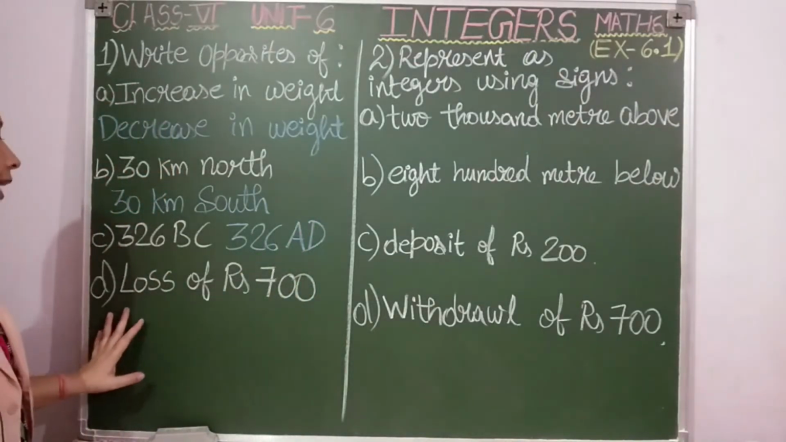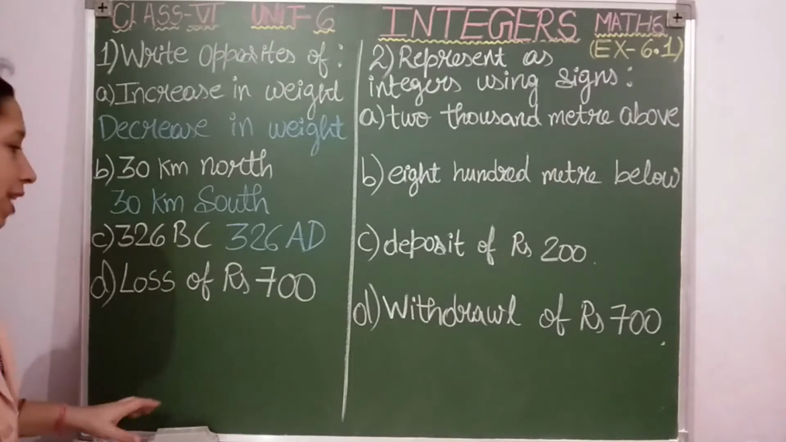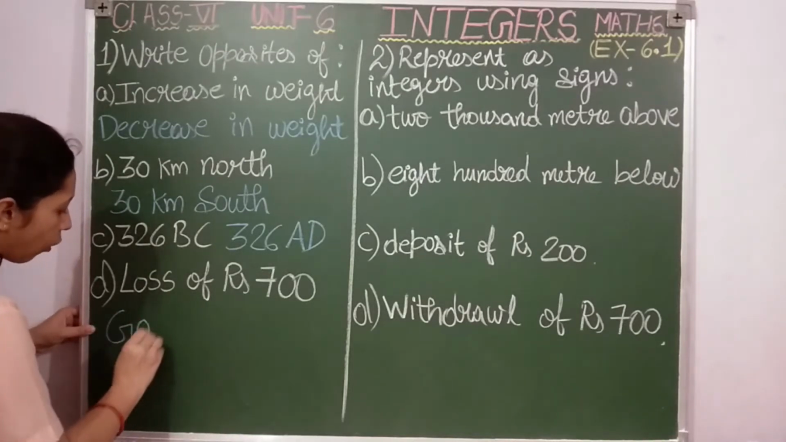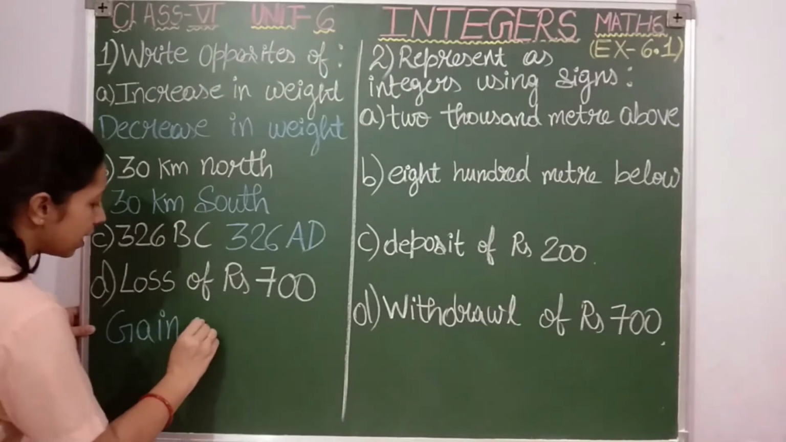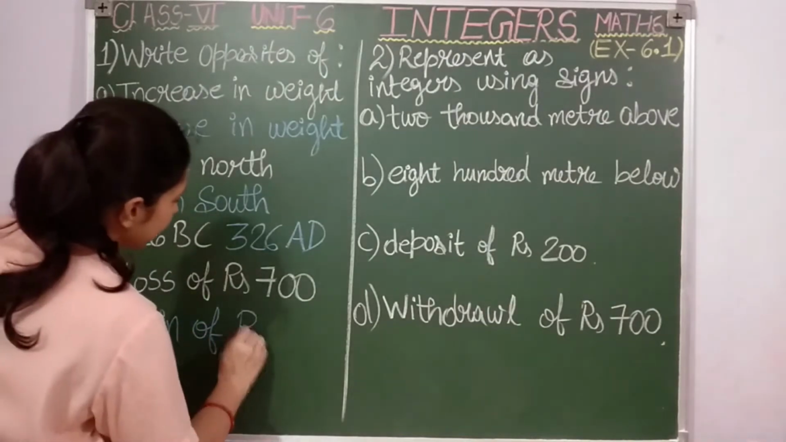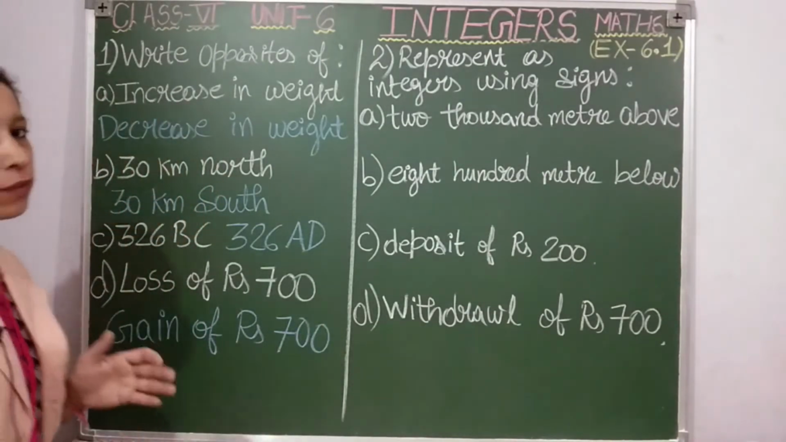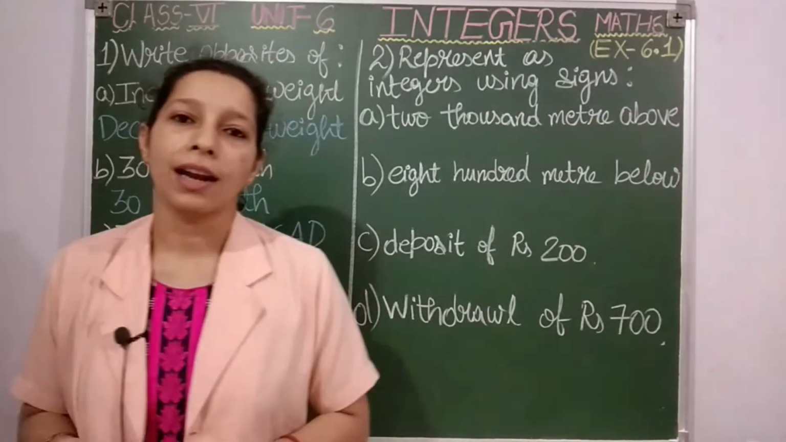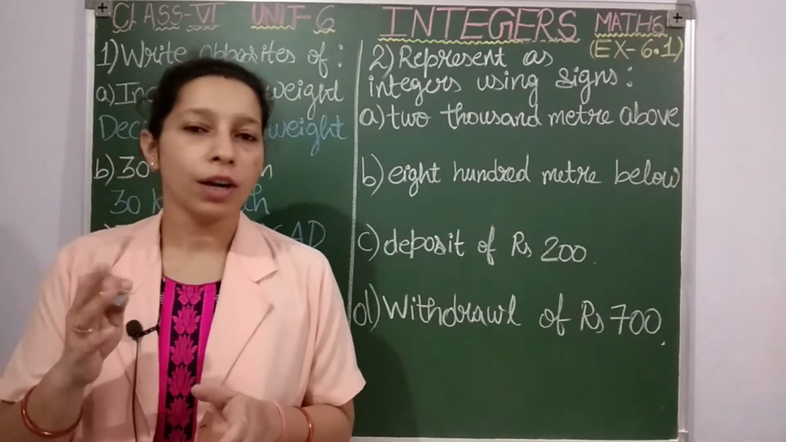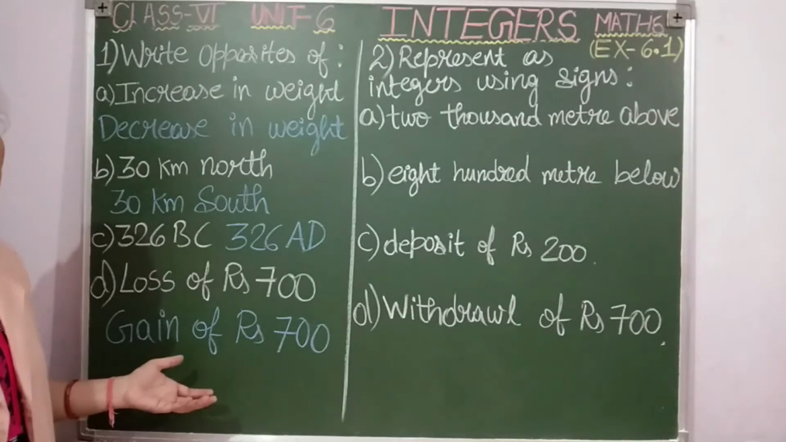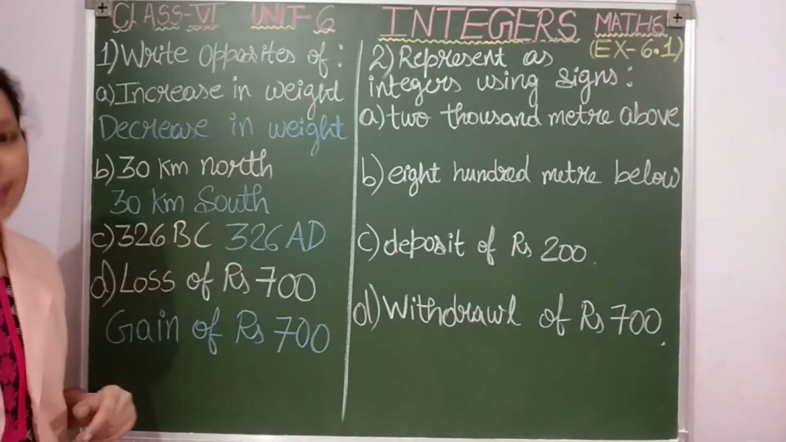Then point number D, loss of rupees 700. So opposite of loss is, students, gain or profit. So simply here I will write gain of rupees 700. And then one more point, students, that will be your work. Point number E, that is your work. You have to do it as homework. So with this we have completed our first question. So simple, na? Let us move to our second question, students.